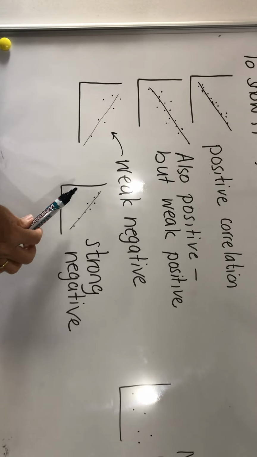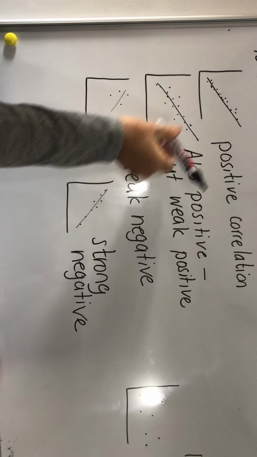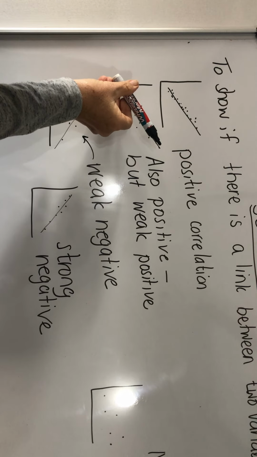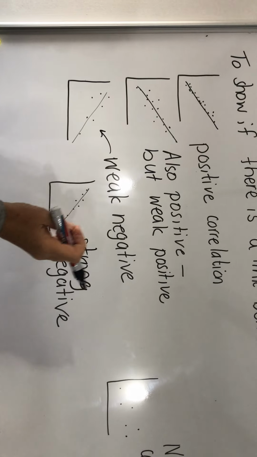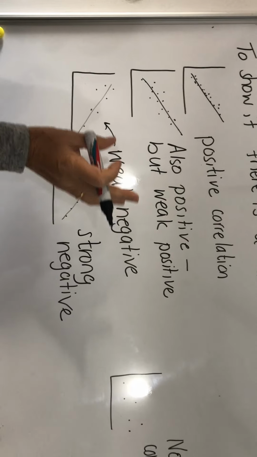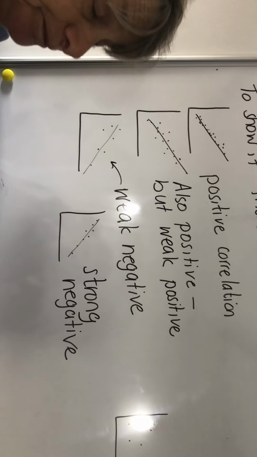So the negative refers to the decreasing part, the positive refers to the fact that it's increasing, and then the second adjective, weak or strong, is an indication of how close these points are to your line of best fit.